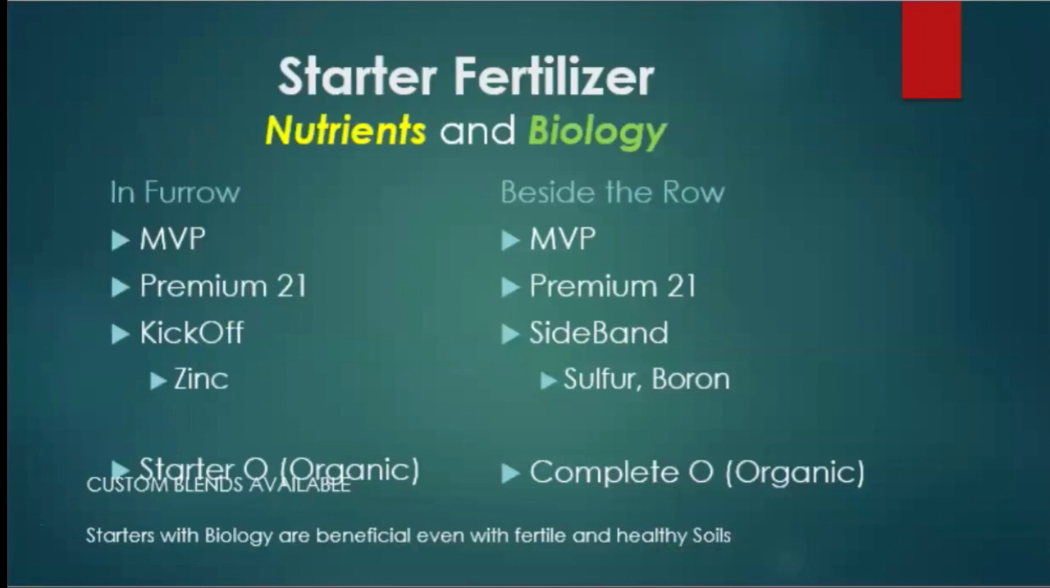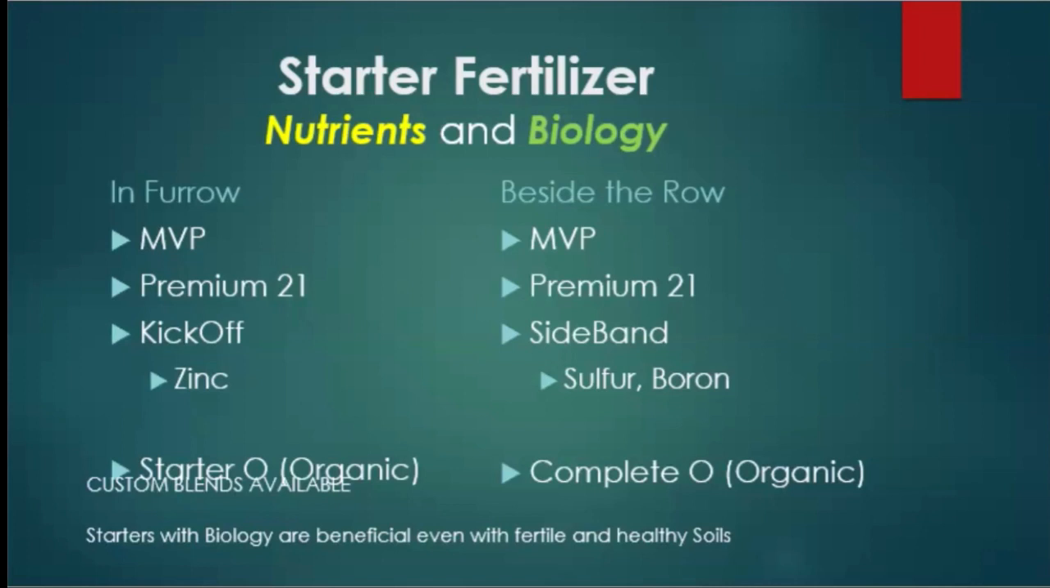So starter fertilizer, that's one method of banding that we have found over the years to be very efficient. Just in-furrow, we always like to add MVP. We also like to add Premium 21 or humic carbon sources. And then we also have a product called Kickoff. It's specifically for in-furrow. And then zinc is another, oftentimes, depending on your sample and your soil, is something good to add in-furrow as well.